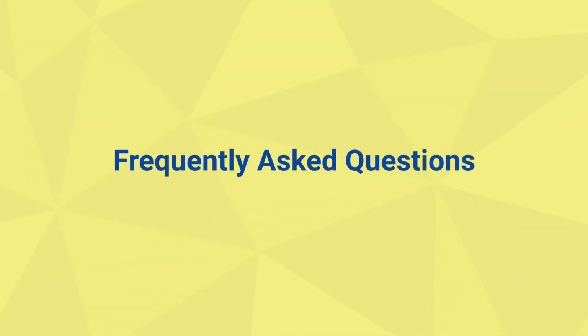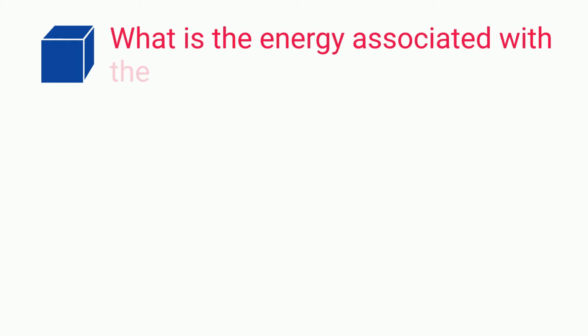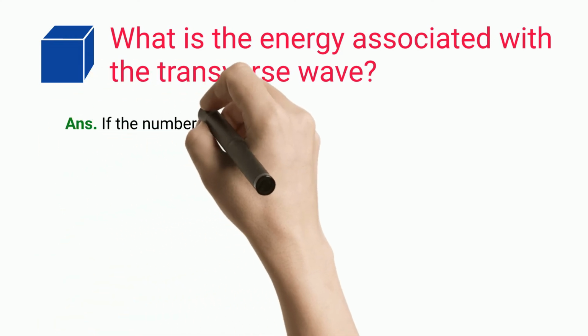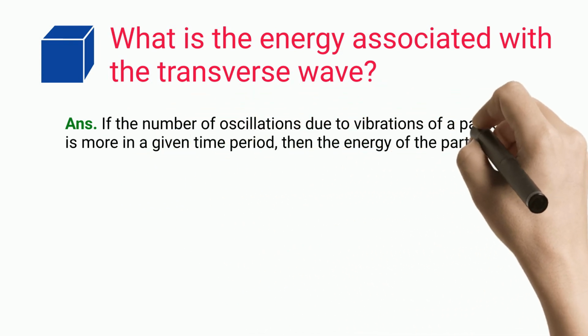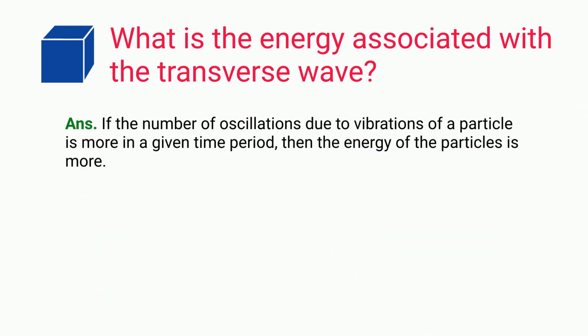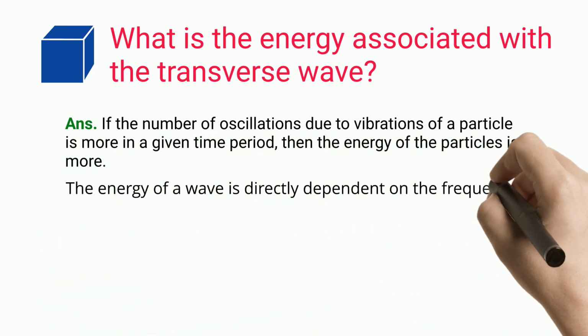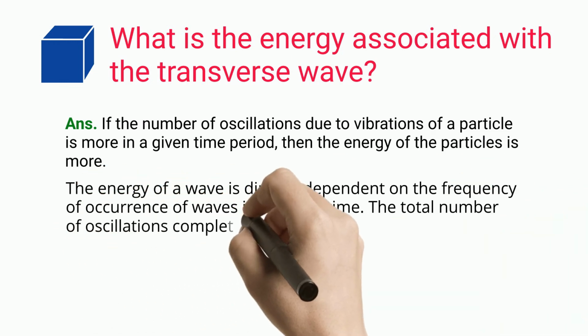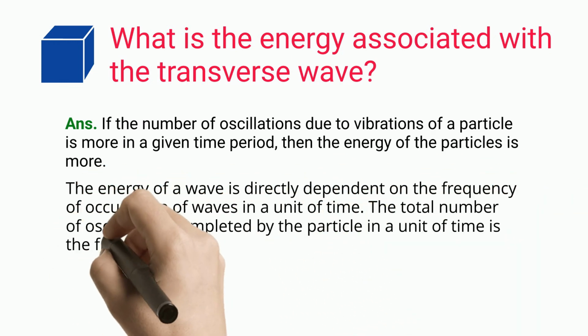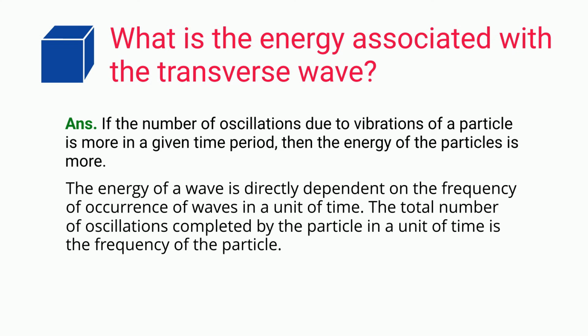Frequently asked questions. What is the energy associated with a transverse wave? If the number of oscillations due to vibrations of a particle is more in a given time period, then the energy of the particles is more. The energy of a wave is directly dependent on the frequency of occurrence of waves in a unit of time. The total number of oscillations completed by the particle in a unit of time is the frequency of the particle.